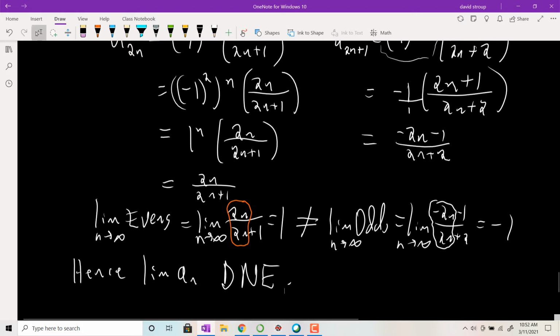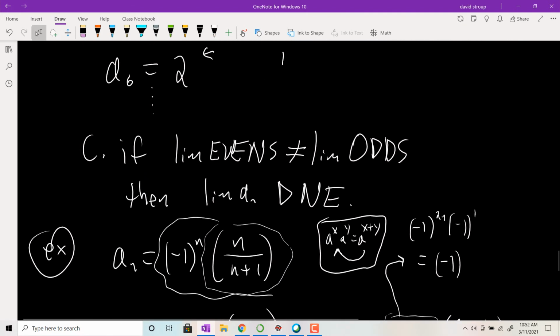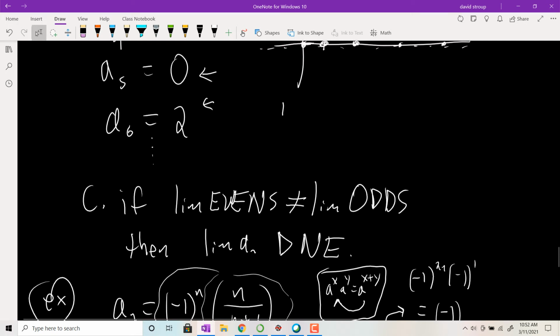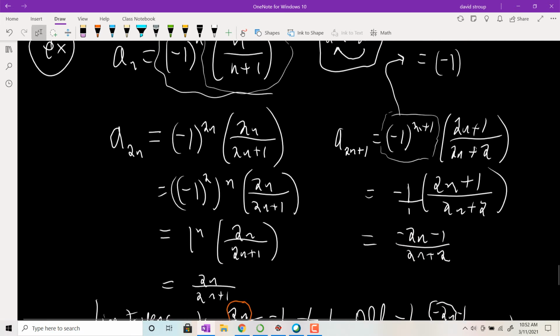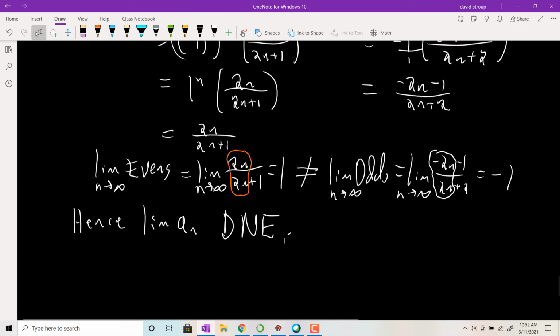One thing to note is that if the limit does exist, it forces the limit of the evens and the limit of the odds to be equal. But I'm not going to introduce that, as I don't think it's really required at this point.